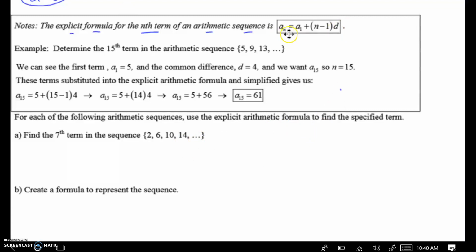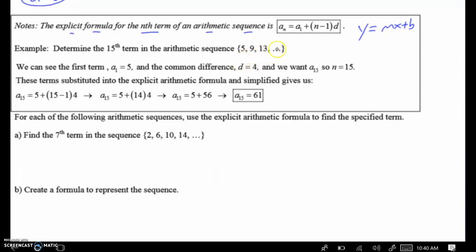And the formula: a sub n equals a1 plus n minus 1 times d. It's pretty much another version of y equals mx plus b. It can get a little confusing when you constantly try to compare the two, but that's really what's happening. Remember, your d is basically your m, your a sub 1 is like your y-intercept, but it's kind of the same thing. So determine the 15th term of the arithmetic sequence.